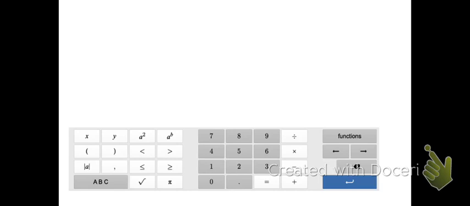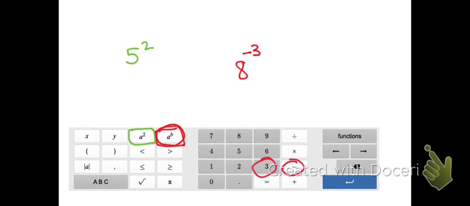This calculator can graph equations and functions, but it can also make simple calculations. So for example, I want to make sure you know if you want to enter something with a square, like 5 squared, then I would click 5 and then this button. If you wanted to enter something with a different exponent, then you would use the button right next to it instead. So if I wanted to write 8 to the negative third power, I would do 8, then click this button to the negative third power, and it would tell me the answer.